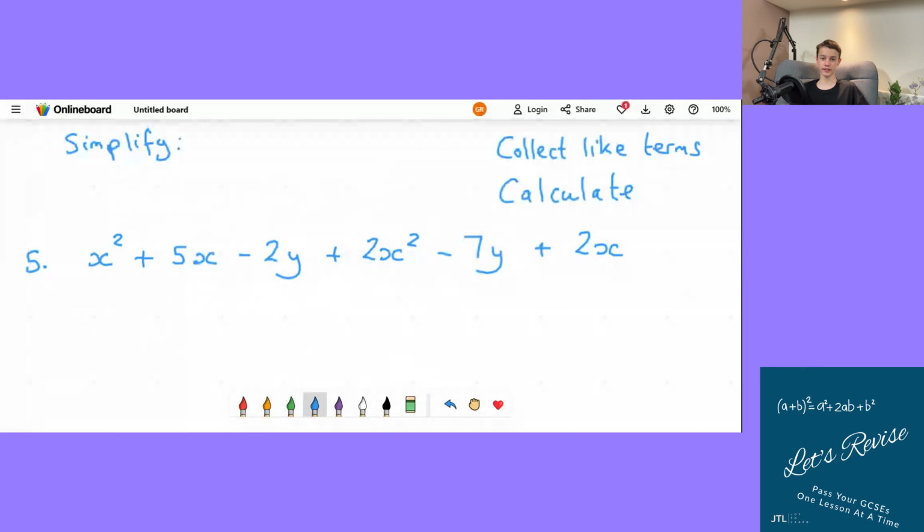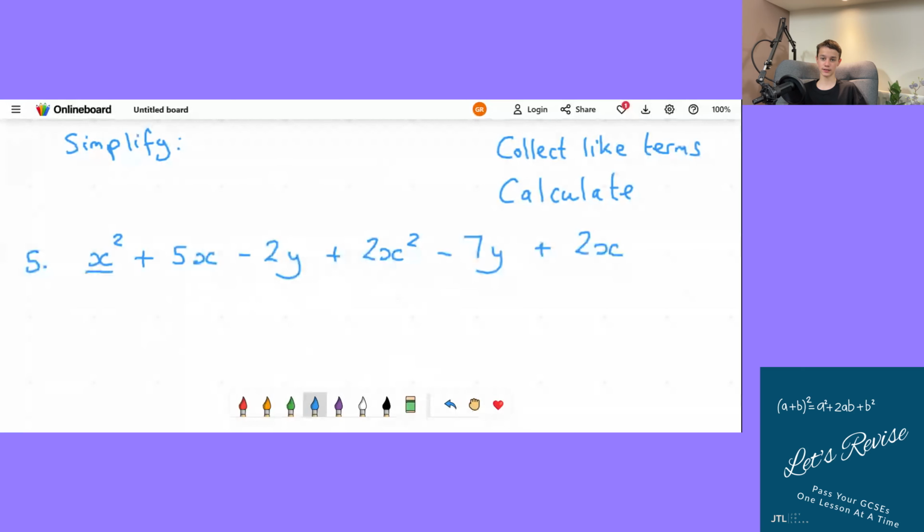Our next expression is a very long one, though I'll try and say it. X squared plus 5x minus 2y plus 2x squared minus 7y plus 2x. But it's actually a very short expression. It's just that there are so many different numbers that you have to put together. Simplify this.